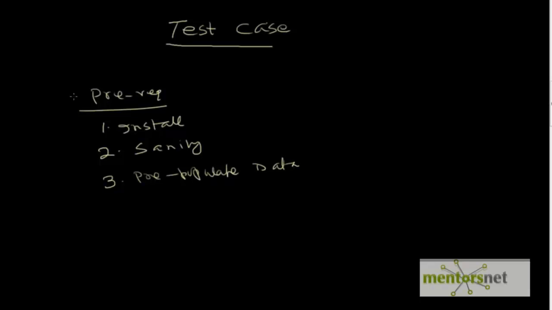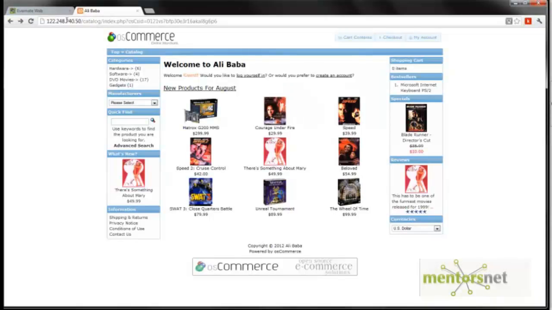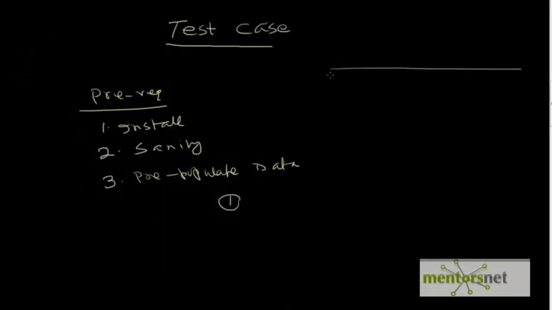Once we do this prerequisite step, we are going to write the steps that we need to do so that we can test this login functionality. To test the login functionality, the first step is to go to the home page. So basically I will write, go to this website, in a table. On the table, the first thing is the step.